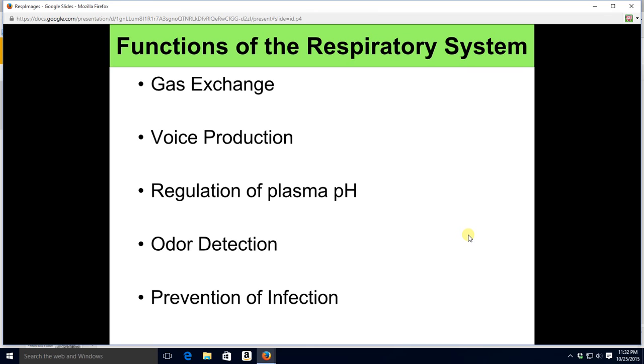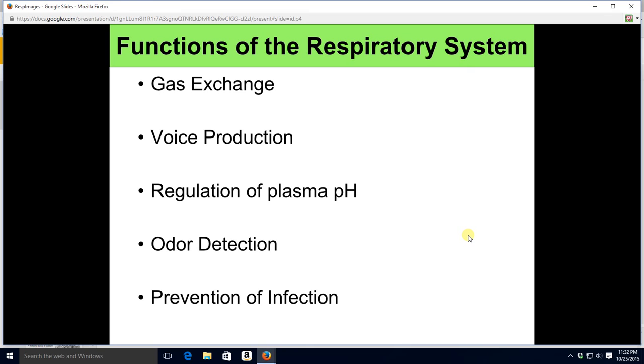Number three is the regulation of plasma pH. Remember, pH is a measure of hydrogen ion concentration. The more hydrogens you got, the lower your pH is. pH is drastically affected by carbon dioxide levels. We'll get into the chemistry of that too.